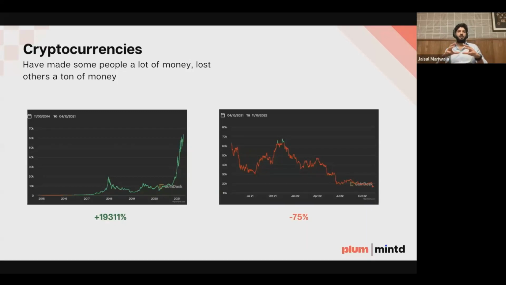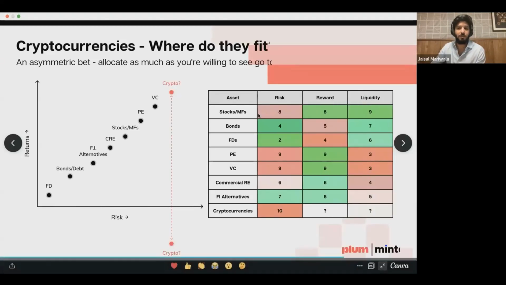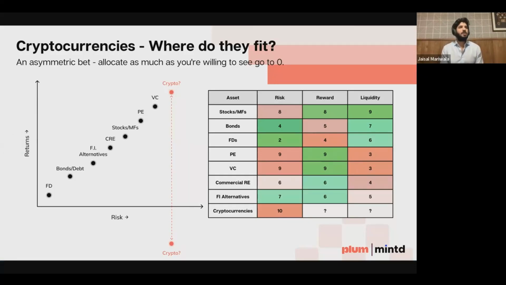Today's session is just to talk about how you should evaluate crypto and what you should think about if you are considering putting it in your portfolio. That is all. Everyone's entitled to their own opinion. And people feel strongly about crypto, one way or the other. So where does crypto fit? First of all, even if you believe in it strongly, only invest as much as you're willing to see go to zero.